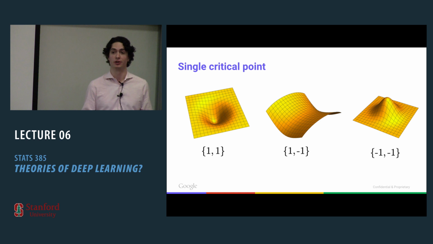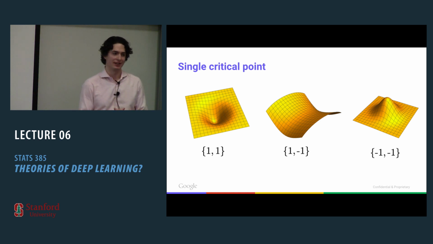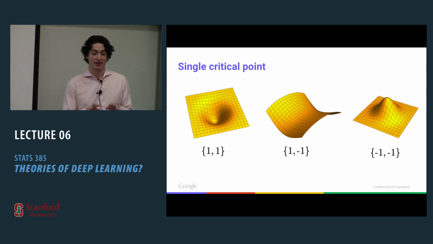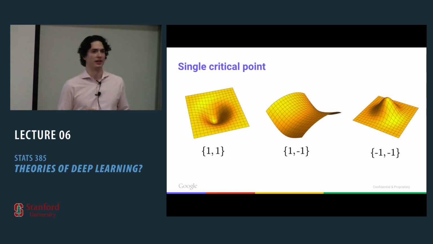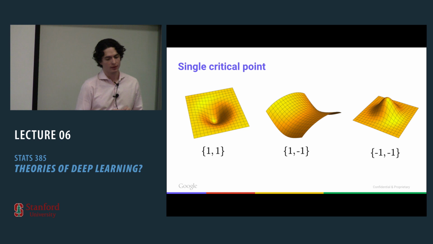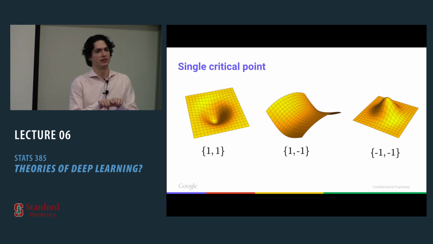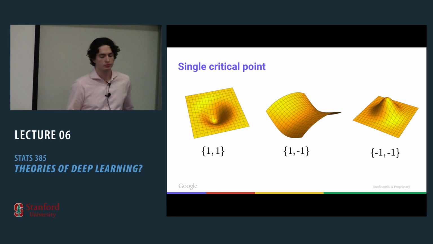And let's consider a single critical point in 2 dimensions. There's 3 options, basically. You could have a minimum, in which case both of the eigenvalues of the Hessian are positive. You could have a saddle point where one is positive and one is negative. Or you could have a maximum where they're both negative. And in the middle case, you have one negative eigenvalue, and correspondingly there's one direction of descent, one negative curvature direction.